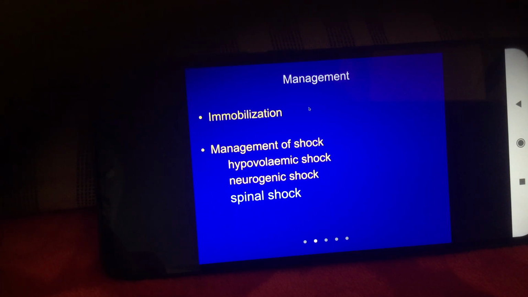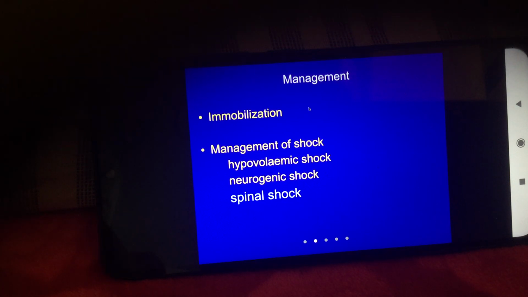And you have to manage the shock first. First, you save the patient, then you save the spine or limb. First, the life of the patient is very important. So in spine injury, the patient is with high velocity trauma, fall from height, fall from tree. There could be polytrauma, many other injuries could be there. So patients should be tackled properly to prevent hypovolemic shock, neurogenic shock, and spinal shock.